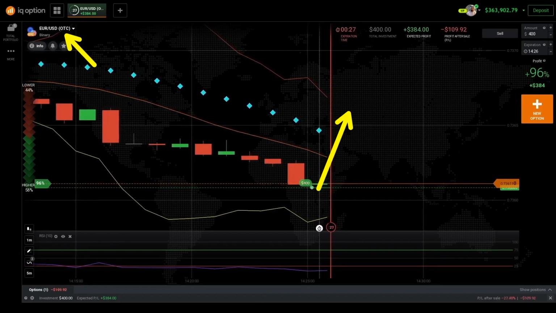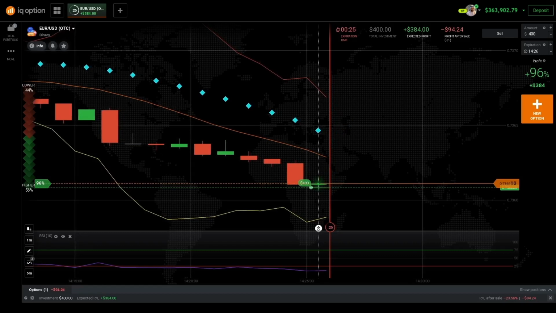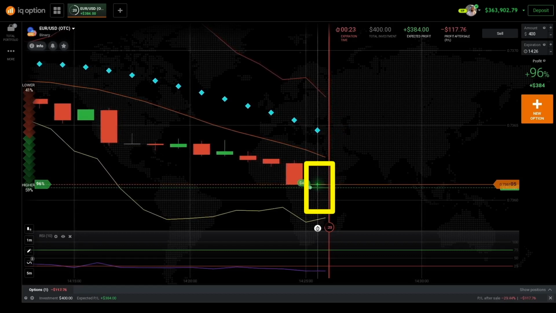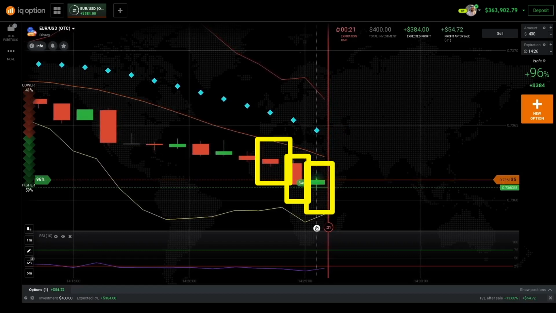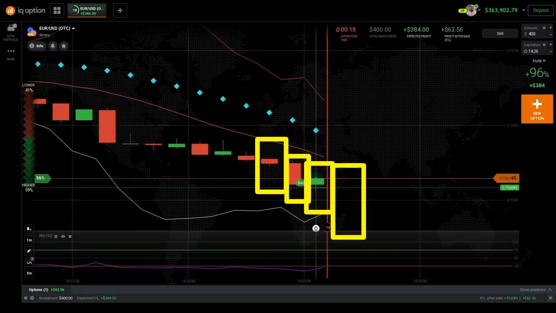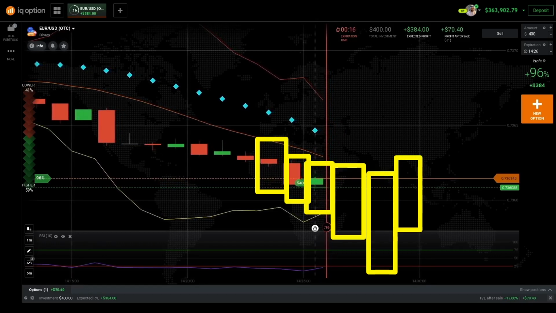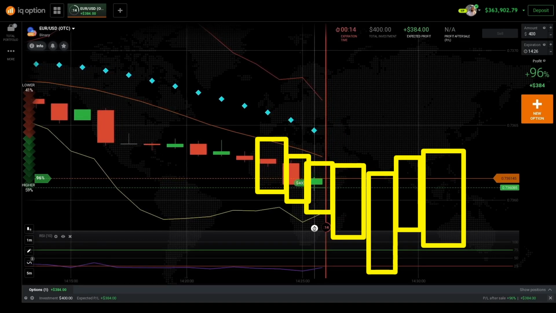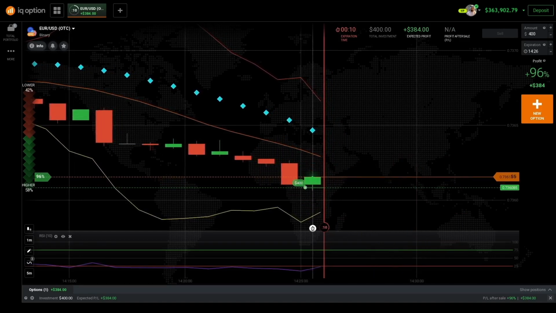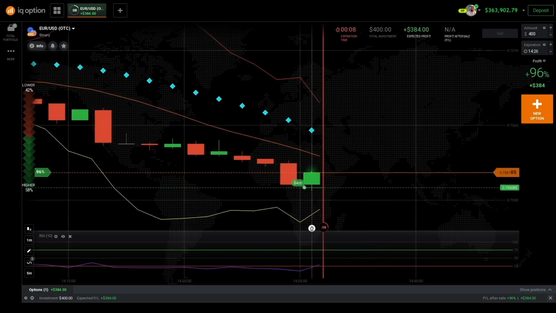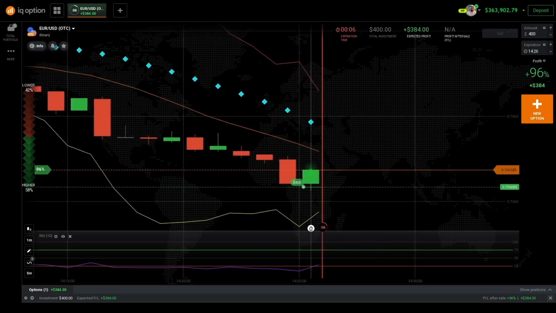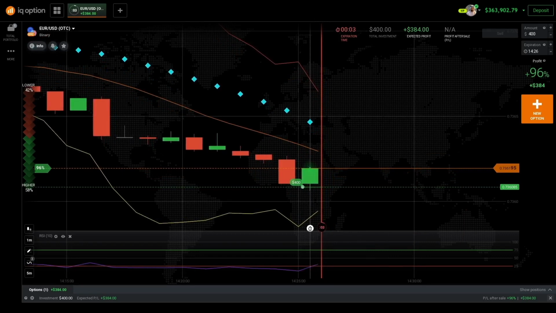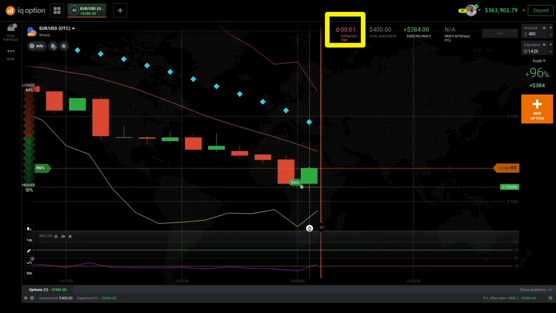So with this strategy, I'm able to predict. For example, here I'm predicting at least the next 7 or 8 candles. I'll be able to predict the colors, the direction of the market, and I still have 3 seconds.